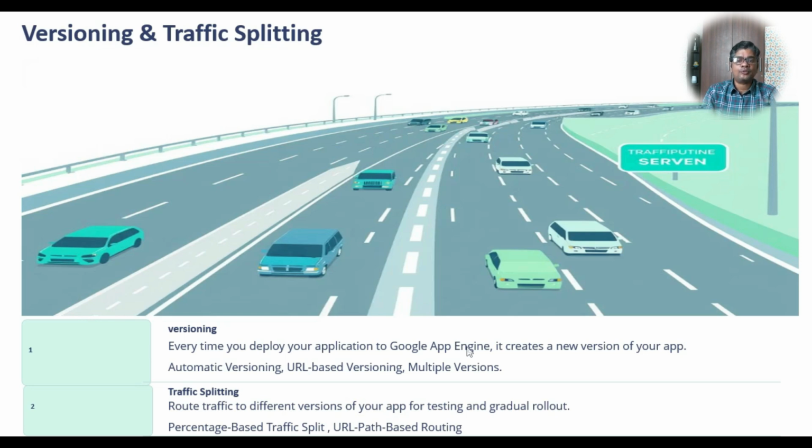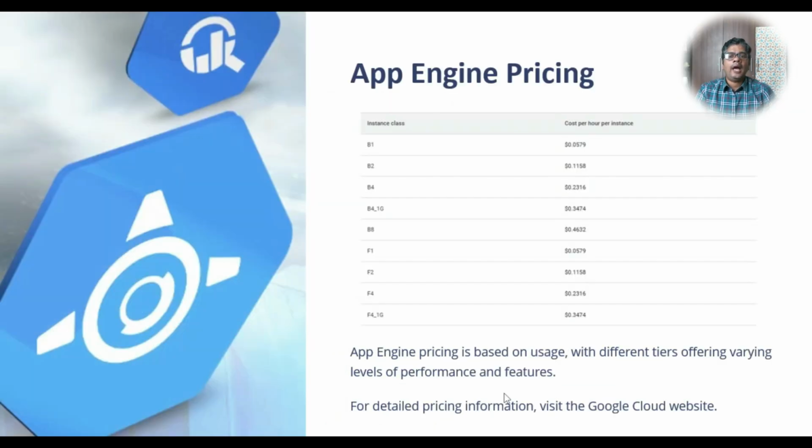For example, suppose you have two versions: V1 is the stable version and V2 is the new version. You can split the traffic between each version. For example, for version 1, 90% of traffic will flow, and for version 2, 10% of traffic will flow.